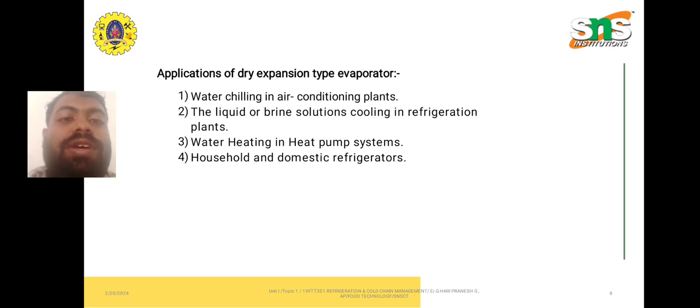In this, we have seen what is an evaporator, what are the two types of evaporator, the working principle, the advantages, disadvantages, and applications of flooded and dry expansion type evaporator.